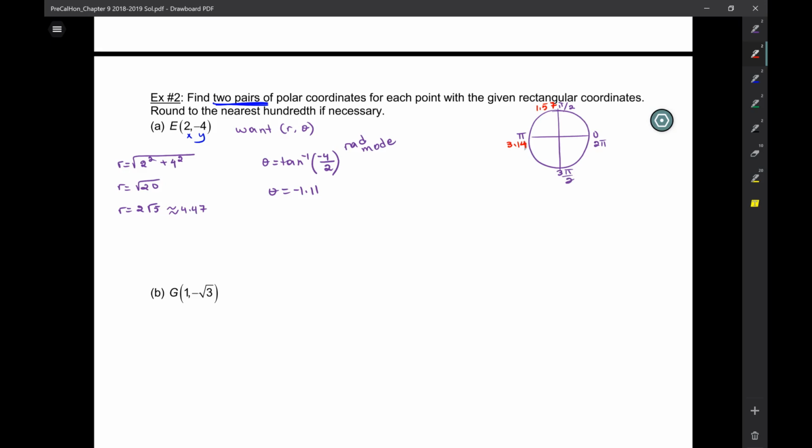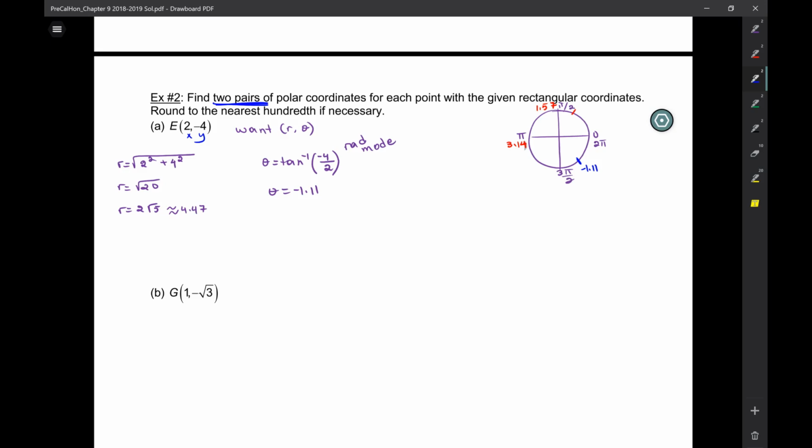So where does negative 1.11 lie? In what quadrant? The fourth. Okay, so 1.11 would be here, but negative 1.11 lies right there. Now, does this make sense? What's my coordinate? It's 2 comma negative 4. Does it make sense that I'm in the fourth quadrant? 2 comma negative 4, it so makes sense, right?